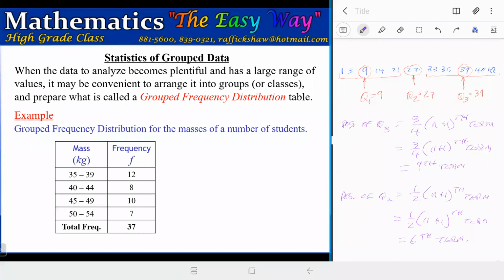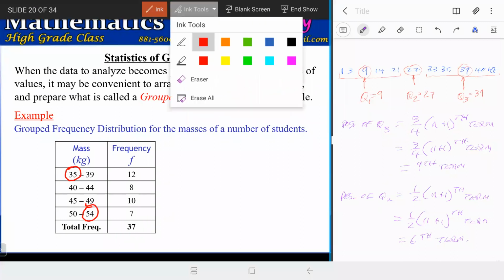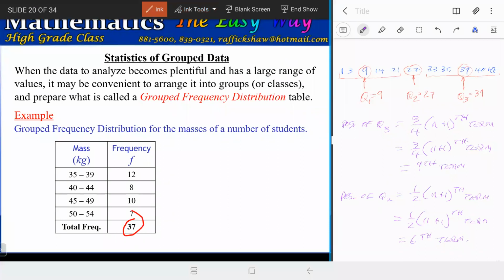So you're looking at the mass of a number of students, right? This is data showing the mass of a number of students. How many students? 37 students. That's a lot. And these are the masses. Mass can range from 35 to 54, and there are 37 students.